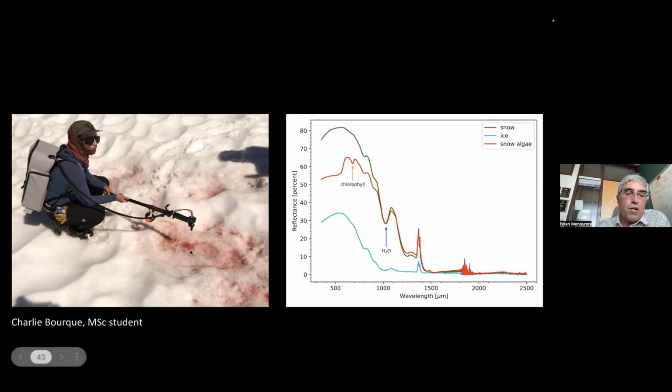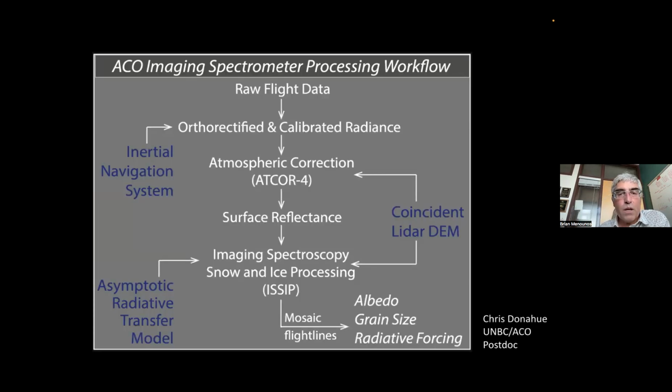Charlie is measuring the difference in reflection between this surface here and the corresponding brighter surfaces. When you look at the snow algae plots, you can see this absorption feature. So she can start to look at how important that is for this particular glacier. And we're trying to do this not just for one glacier, but a whole host of glaciers.